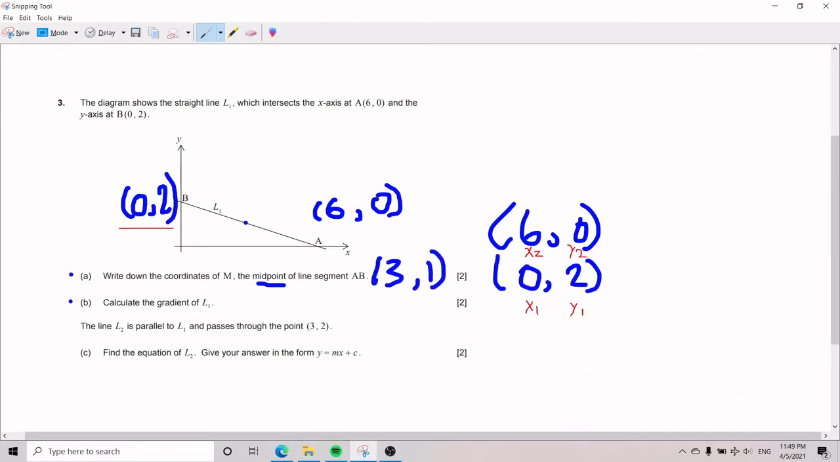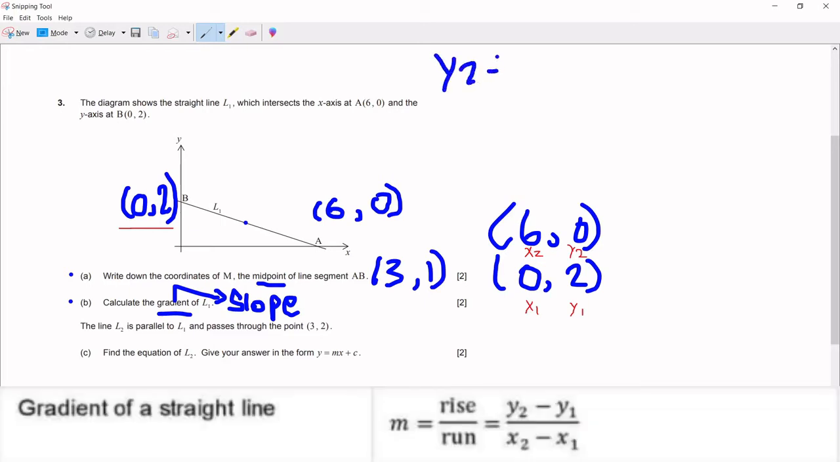Moving on to part B, we need to calculate the gradient of L1. And first things first, gradient is just a really fancy way to say slope, all right? So don't be scared when you read gradient. Just remember that it means slope. And so what is the slope of the line L1? Well, we know from the formula booklet as well that the slope is equal to y2 minus y1 divided by x2 minus x1.